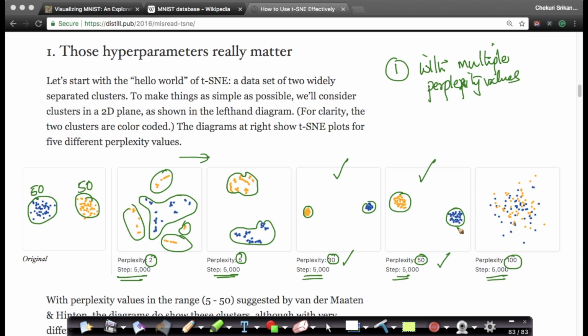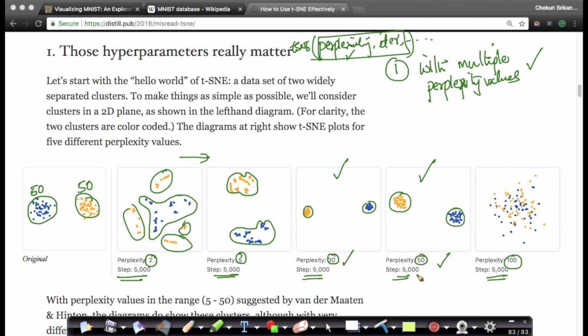Now comes an interesting aspect. So first lesson is never fix one perplexity value. Always run your t-SNE for multiple perplexity values to understand the actual shape. So never run your t-SNE only once. That's the most important thing. So when you run t-SNE, you give two parameters. You give perplexity and number of iterations. Your t-SNE function in scikit-learn, that we will see, has many other features, of course, but these two are the most important. Never run it with one perplexity value. Always try to run it with multiple perplexities.